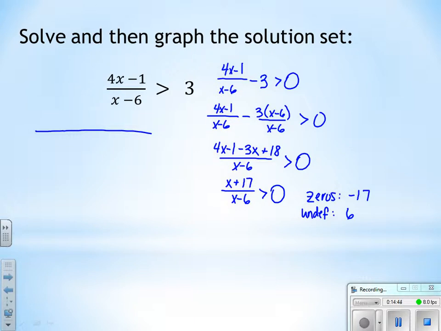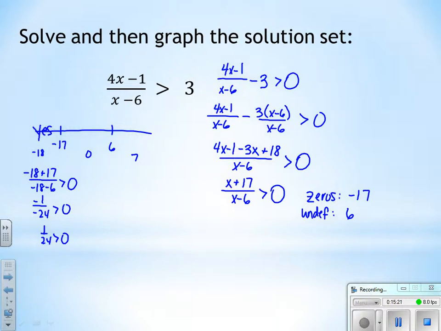Now the rest is similar to what we were doing before. So negative 17 and 6 form our breaks. Check your intervals. All right, so I'm just going to go with a negative 18 back here. My 0 falls in here, and I'll just choose a 7 up top. Okay, putting them into your inequality. Negative 18 plus 17 over negative 18 minus 6 greater than 0. So negative 1 over negative 24. Negative over negative is positive. Positive values are always greater than 0. So we've got a big old yes down here at the bottom.